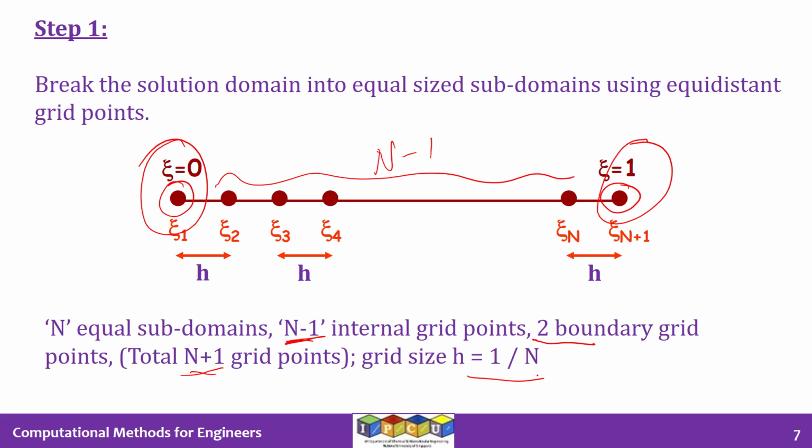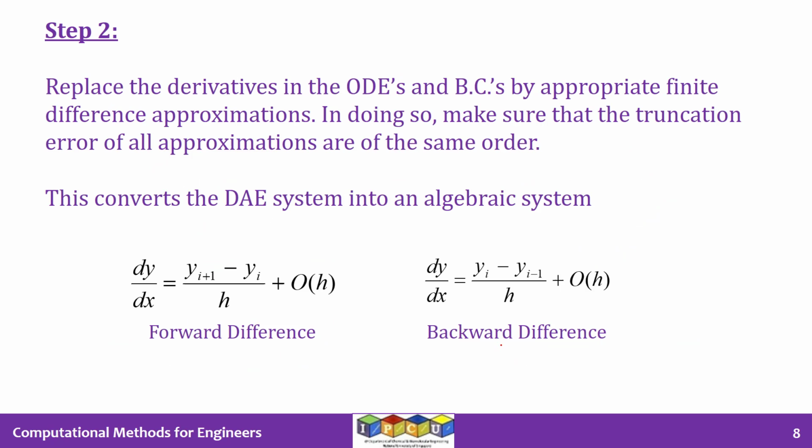And the grid size is 1 by n. So grid size is denoted by the symbol h, and as you can see for this particular problem it is 1 by n. Of course, if the right boundary is psi is equal to 10, then the grid size will be 10 by n. So I hope you understand that.